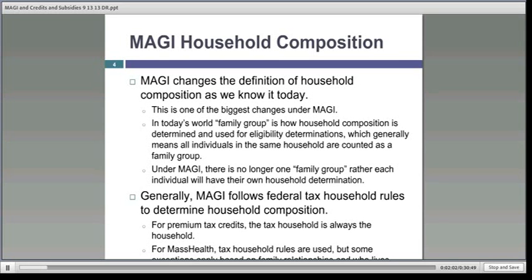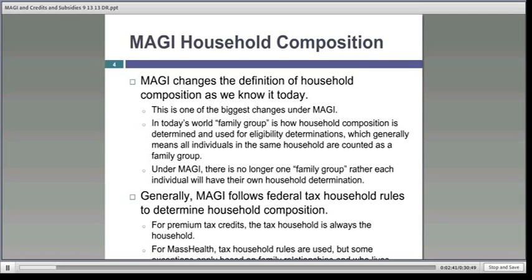In today's world, we look at a family group to determine household composition, and it's usually the people who live in the same house and are related to each other are considered a family group. But under MAGI, there's no longer going to be one family group, but rather each individual will have their own household determination to determine what their income eligibility is. Even though they may live together, be related, or whatever else, everyone's going to have their own individual household determination. They may be the same for everybody who lives together, but it also may be different. So if you're going to underline one section of this, I would say that last bullet is one to highlight.